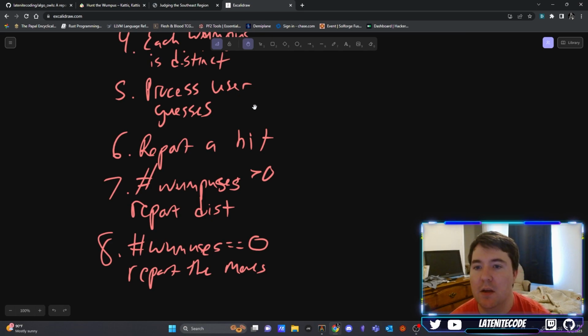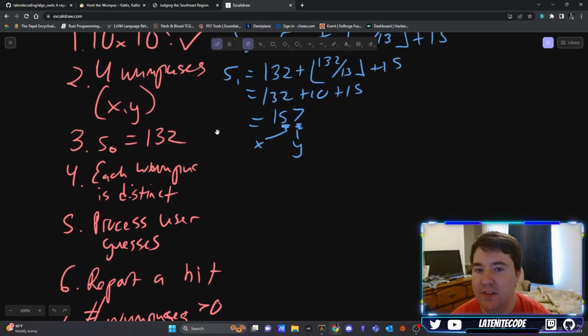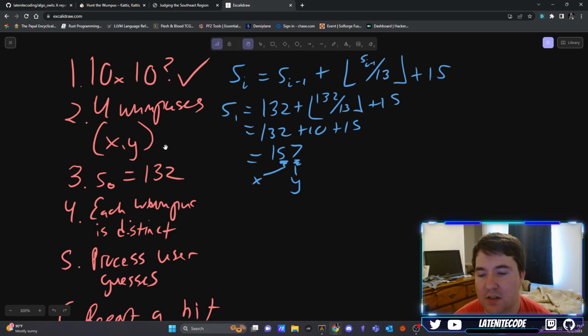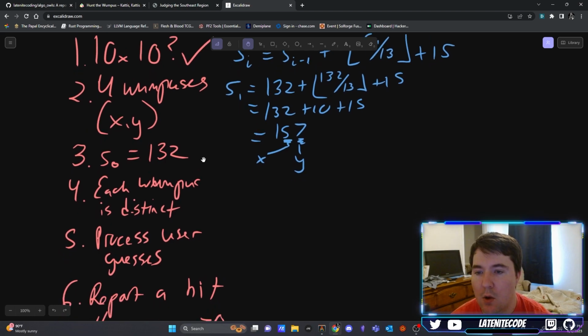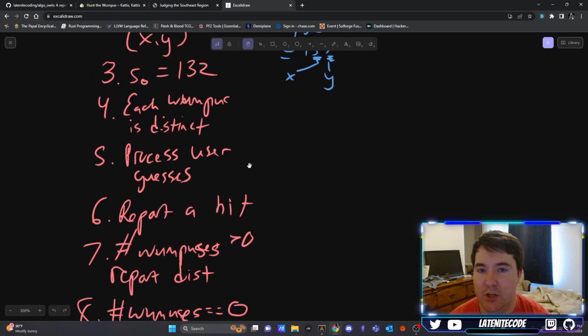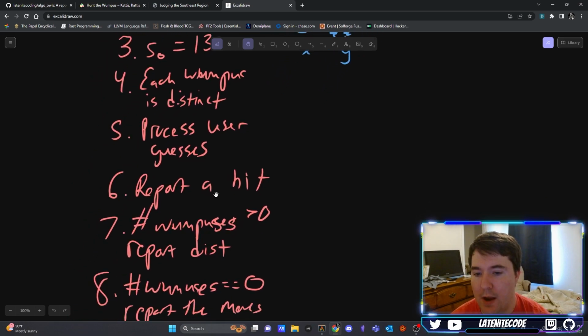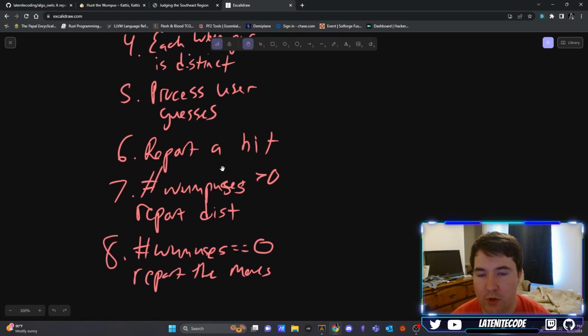And most of these make a lot of sense. For example, we already have the formula here for the seed. We know how to process one. We can use the grid, in fact, to determine if seed coordinates are unique by just checking if we've already placed a Wumpus there. And so we could use a count to count how many unique Wumpuses we've placed. To process user guesses, we just take them in and get the XY coordinates. To report a hit, we just check the grid to see if a Wumpus is there. We can clear it off if it is and report that hit.